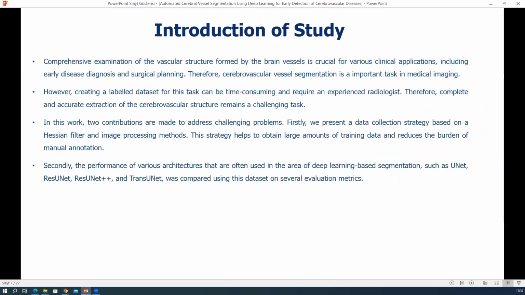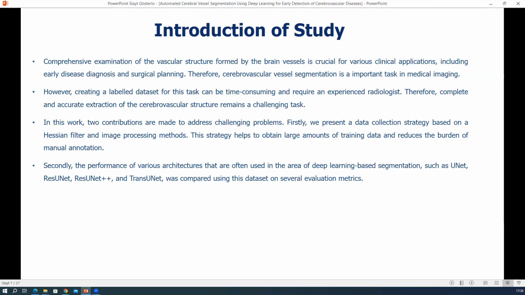Introduction of the study: comprehensive examination of the vascular structure formed by the brain vessels is crucial for various clinical applications, including early disease diagnosis and surgical planning. Therefore, cerebrovascular vessel segmentation is an important task in medical imaging. However, creating a labeled dataset for this task can be time-consuming and requires an experienced radiologist. Therefore, complete and accurate extraction of the cerebrovascular structure remains a challenging task.